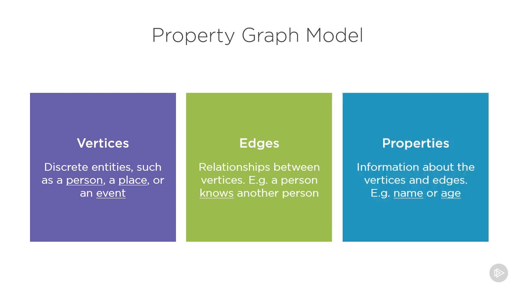And finally, we have properties. These are information about the vertices and edges. For example, you can have the name property for a person, or you can define how long person 2 knows person 1. So the properties for vertices are commonly adjectives, and properties for edges are commonly adverbs.